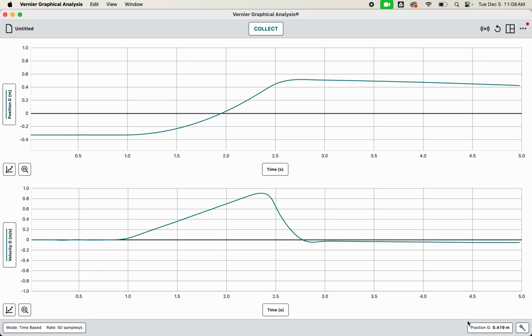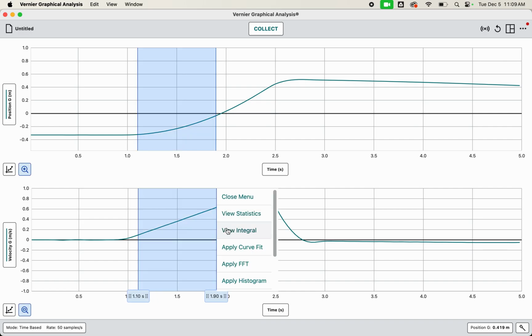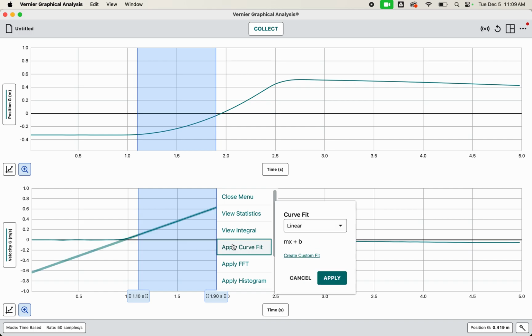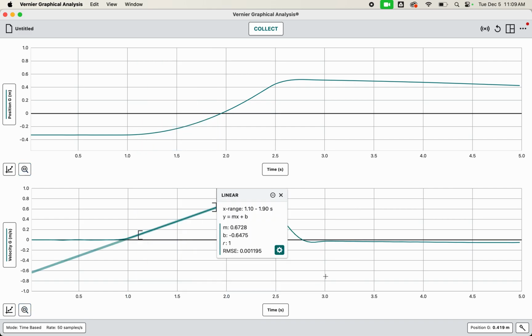that we're doing here. So in graphical analysis, I noticed that some data looked a little suspect, and I want to make sure everybody was doing the right thing inside of here. So when we let the cart go, on our position graph, we had a nice curve, and on our velocity graph, we have a nice straight line. If I want to find the acceleration of the cart, what I need to do is click and drag and highlight, and then I need to apply a curve fit, and then I need to do a linear fit. And on this linear fit, I'm looking at this m value right here, and that's going to be the slope.